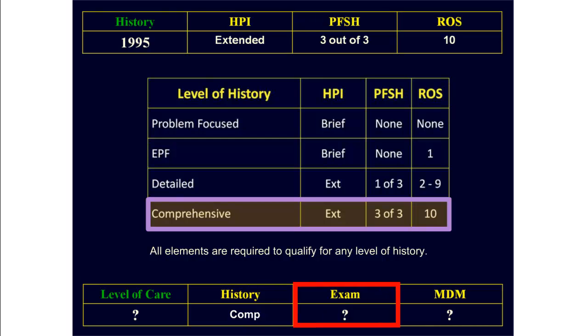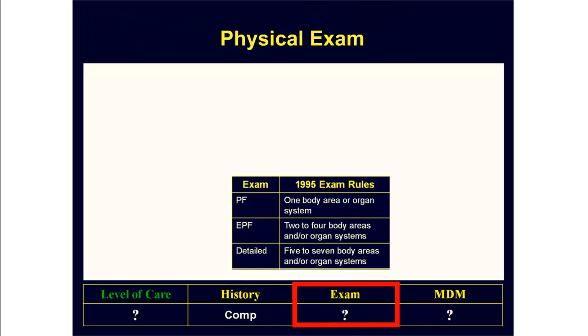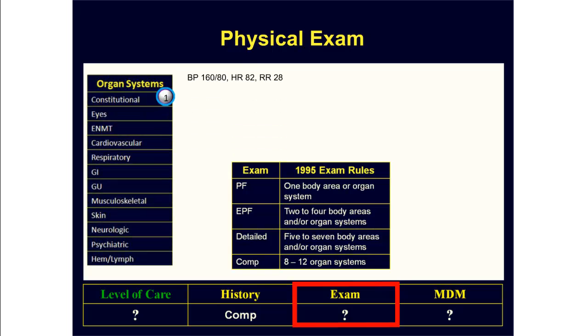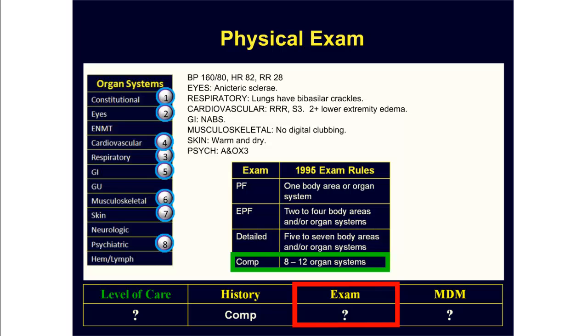The next step is to check the physical exam. Looking at the exam and using the 1995 guidelines, we see that information is recorded about the constitutional system, the eyes, the respiratory system, the cardiovascular system, the GI system, the musculoskeletal system, the skin, and the psychiatric system. This gives us 8 organ systems, which means this qualifies as a comprehensive physical exam, so now the second key component is known. The last step is to check the medical decision-making.